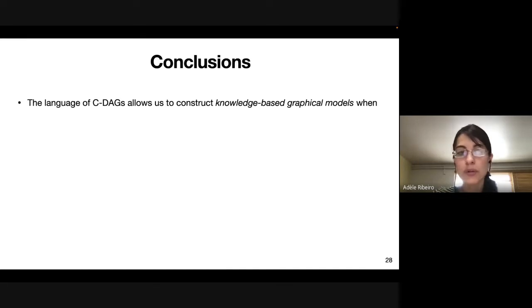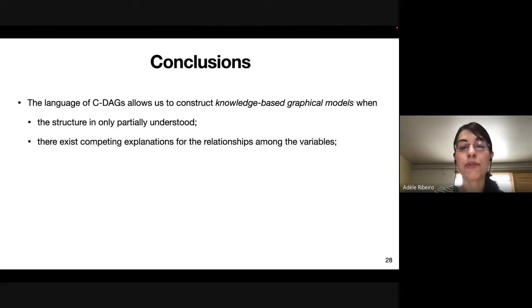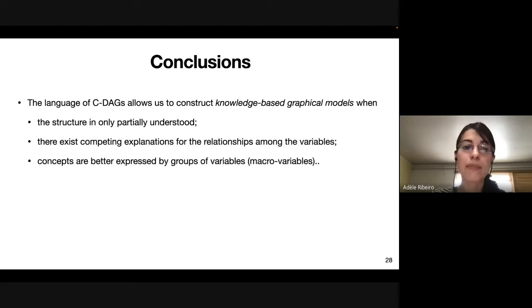So to conclude, the language of cluster DAGs is relaxing. It's a way to allow us to describe partially understood causal systems. So it allows us to construct knowledge-based graphical models. And this is important when the structure is only partially understood, so we don't have the knowledge available, or sometimes when we have competing explanations for the relationships among the variables. And sometimes the concepts are just better expressed by groups of variables. So we have this concept of macro variables.